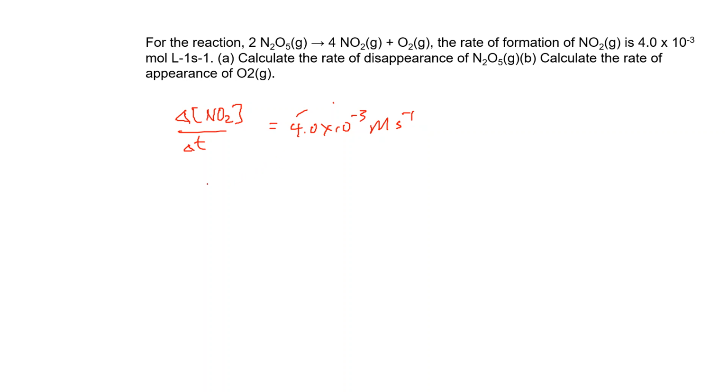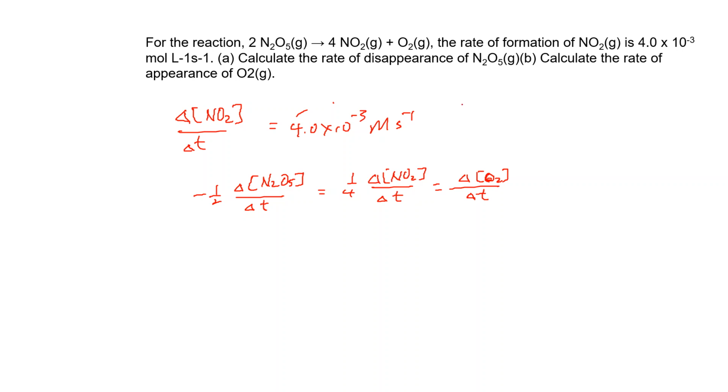Now, based on the stoichiometry of the equation, we can write down a relationship between the rates of the different substances involved in this reaction. So we can write down that minus half of change of N2O5 divided by change in time would be equal to 1 over 4 change in the concentration of NO2 divided by change in time, which is equal to change in concentration of O2 over change in time. Okay, so what are we going to do next?